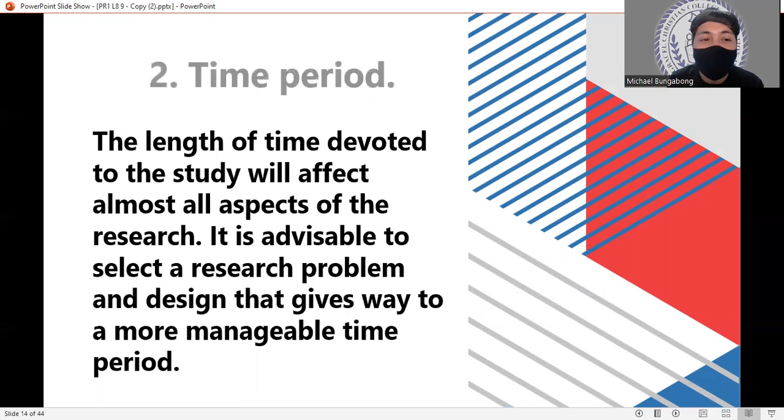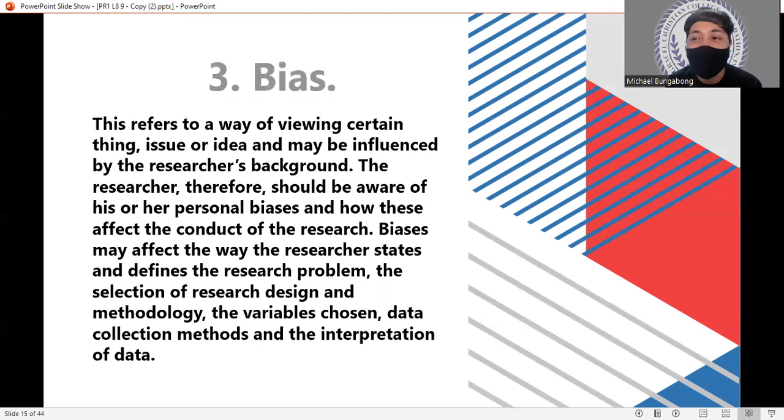So we do have the time period. The length of time devoted to the study will affect almost all aspects of the research. It is advisable to select a research problem and design that gives a more manageable time period. And bias, no? Bias. No? Sometimes it's really hard to avoid this kind of character in ourselves, no?